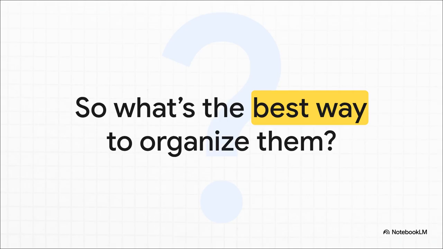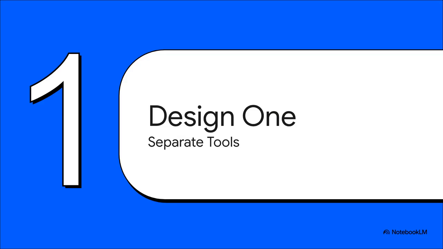Should we keep our nouns and our verbs in separate little boxes? Or should we bundle them all up together? And as we're about to find out, the answer to that has huge, massive implications for how easy or how painful your code is to manage down the line. All right, let's dive into our first approach. We'll call it Design 1, Separate Tools.